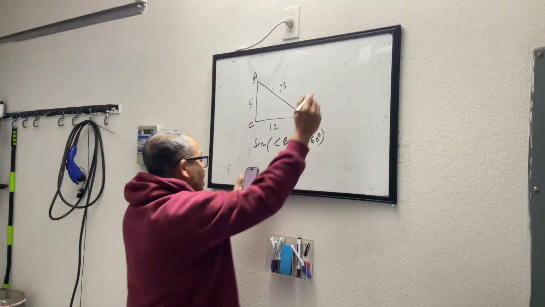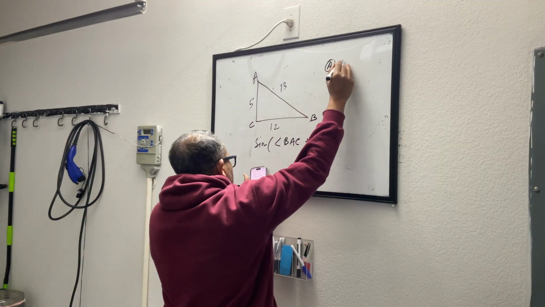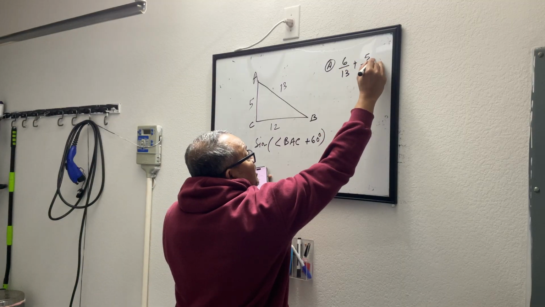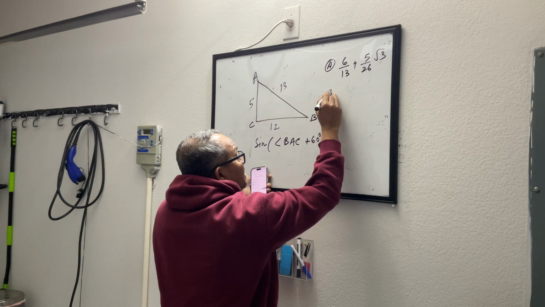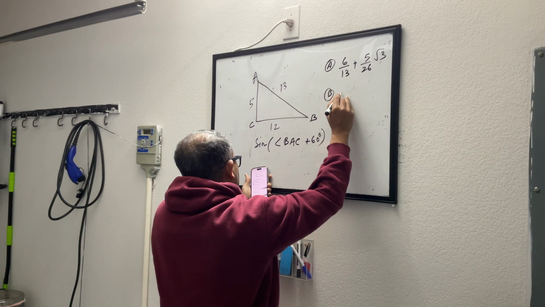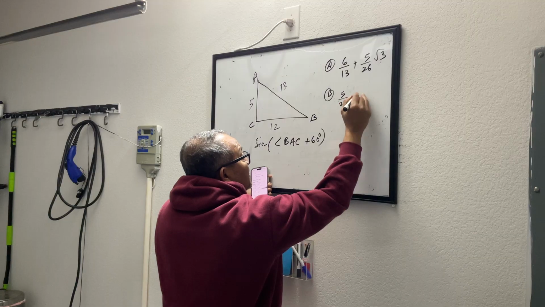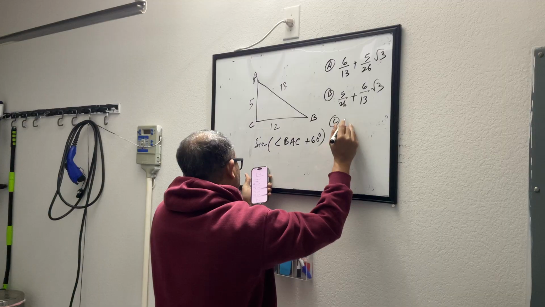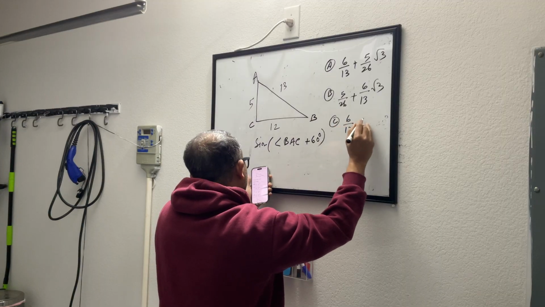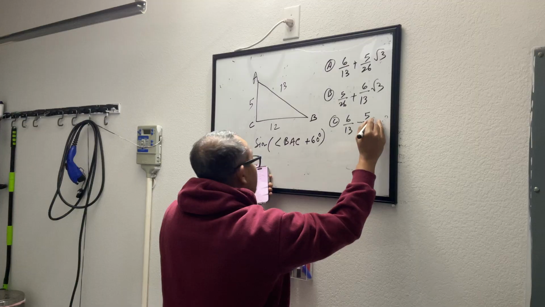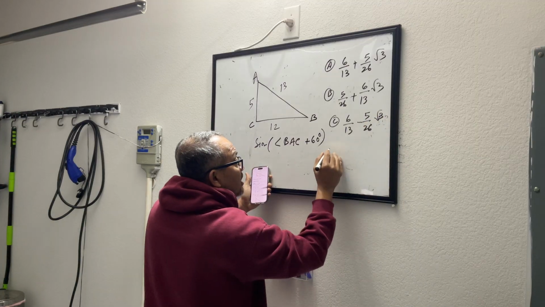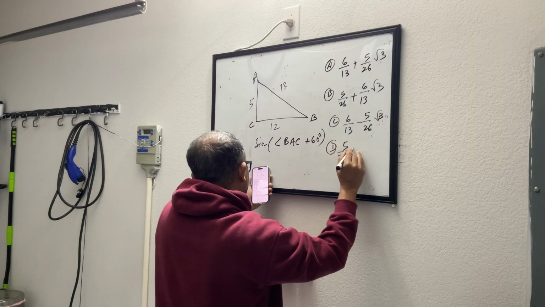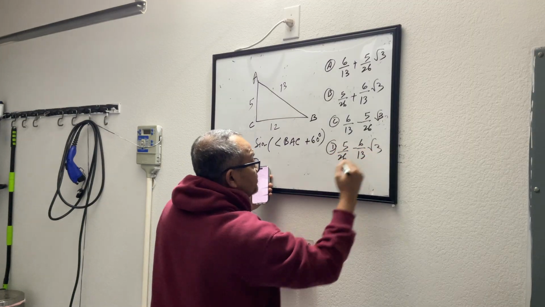And we are given 4 options. Option A is 6 by 13 plus 5 by 26 root 3. Option B is 5 by 26 plus 6 by 13 root 3. Option C is 6 by 13 minus 5 by 26 root 3. Option D is 5 by 26 minus 6 over 13 root 3.